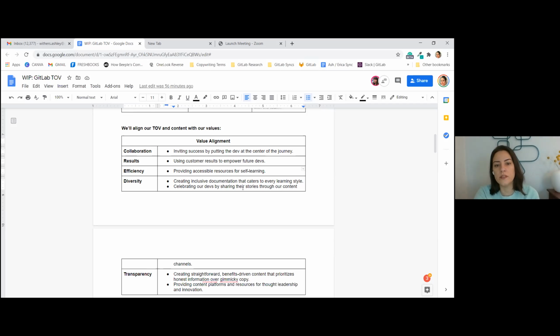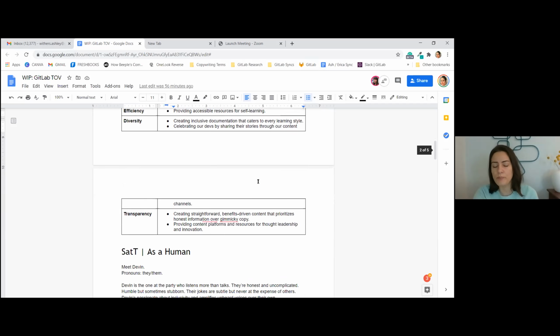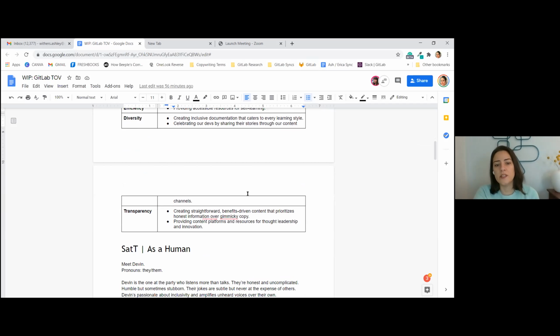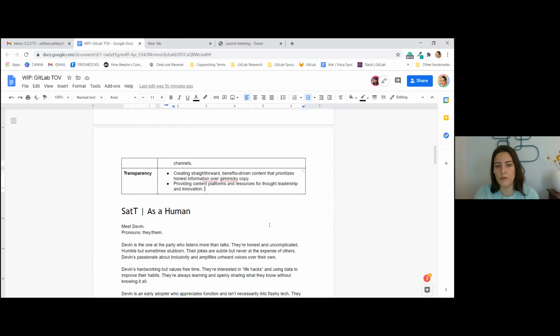And then also celebrating our devs by sharing their stories through our content. So that's where the hero stuff comes into play on social and whatnot. For transparency, creating straightforward, benefits-driven content that provides honest information over gimmicky copy, and then providing content platforms and resources for thought leadership and innovation.